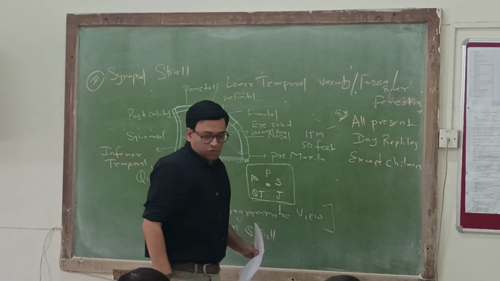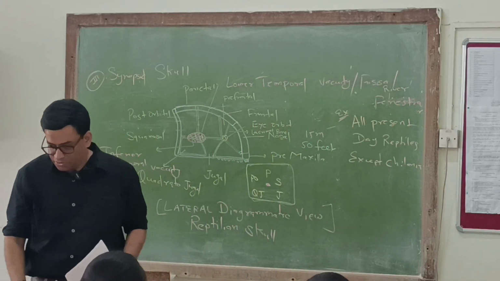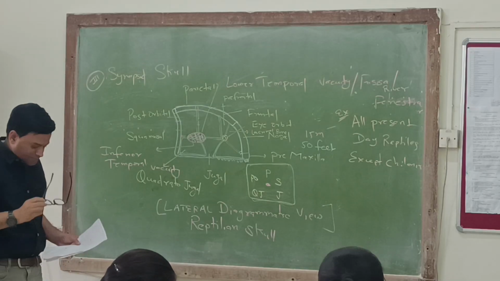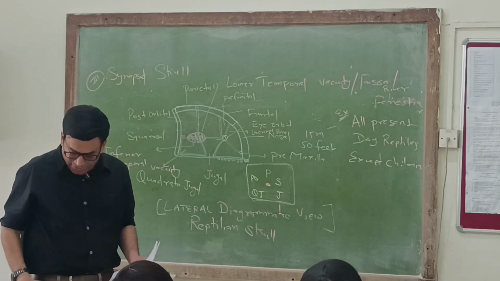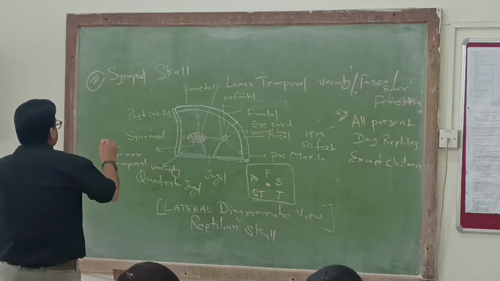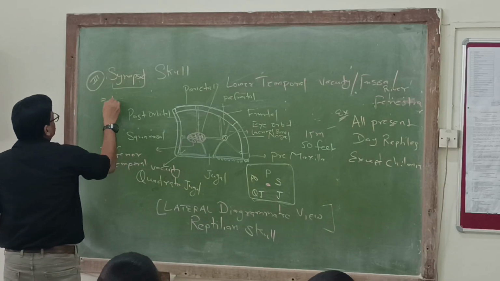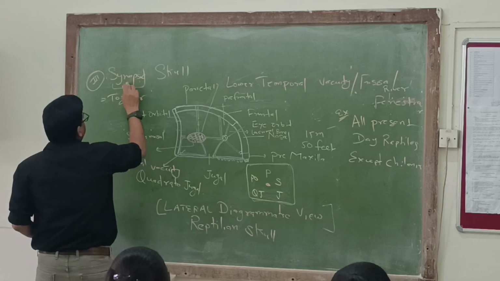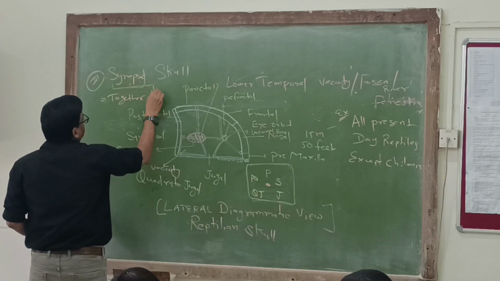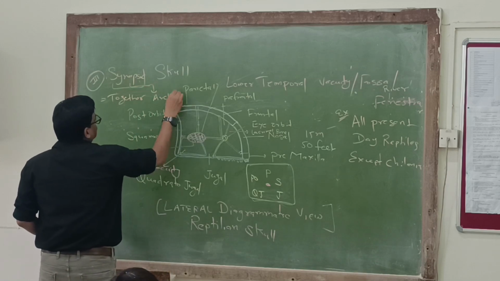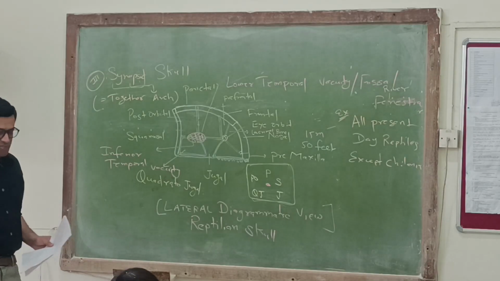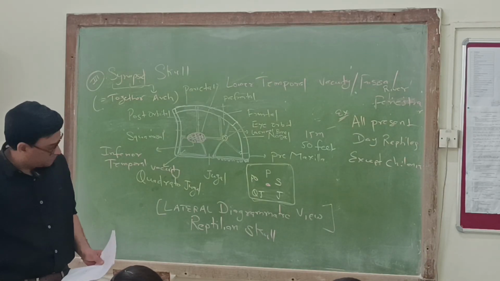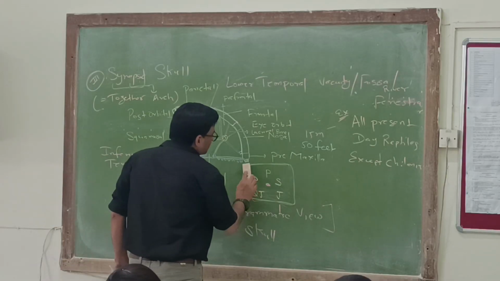Got my point? So we are now concluding the things. We are at the last category, and the name of the category is the synapsid skull. Synapsid means together, and apsid means arch. Together arch. So there will be a single vacuity at the lower side.